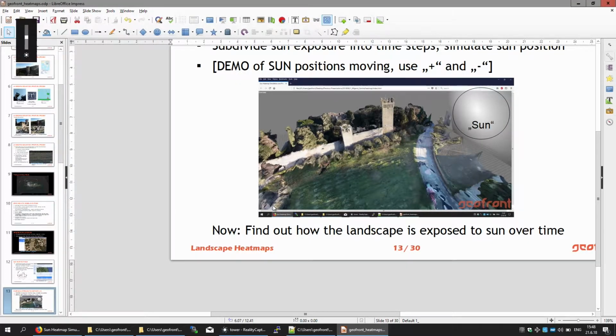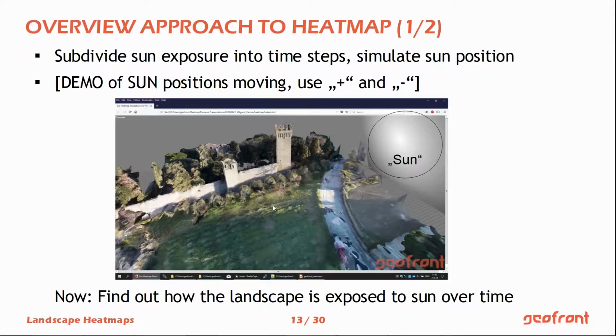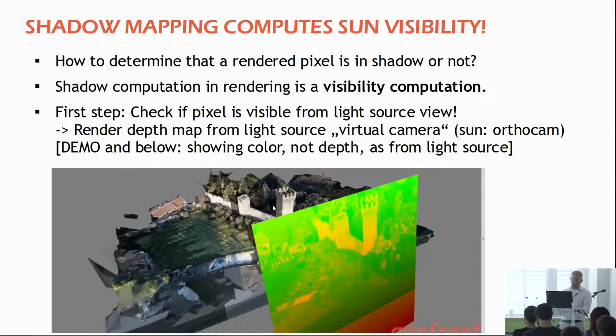Now, how do we find out how the landscape is exposed to the sun over time? How can we determine whether a rendered pixel is in shadow or not? Shadow computation in rendering is basically a visibility computation. So you would first check if the pixel is visible from the light source's view. For that purpose, one would render the depth map from the light source into a virtual camera that is a representation of the light source's viewing point. And in the sun's case, this is an orthogonal camera because all the sun's rays are parallel when they reach the Earth.